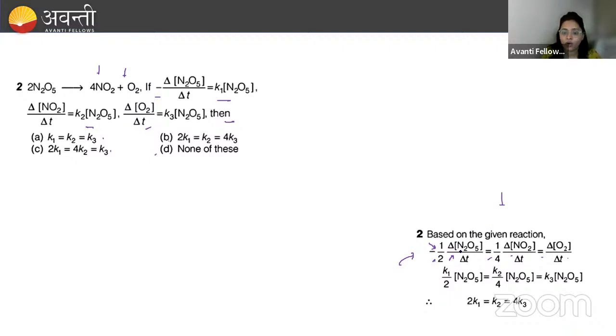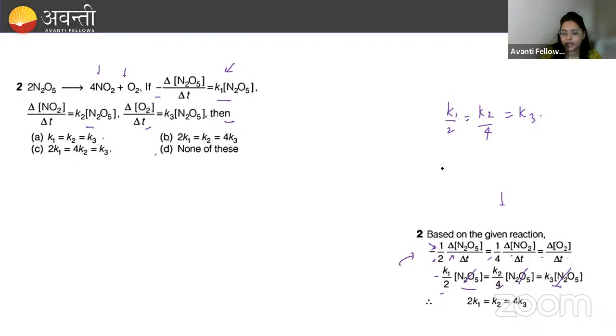Okay, so now I have put in all the values of delta N2O5 by delta T. What was the answer? K1 into N2O5, which was given, so I have directly put K1 into N2O5. The half will be as it is, the 4 here will be as it is, and here the number of moles was only 1, so it will be as it is. When you divide by N2O5, now all terms contain N2O5, so they cancel each other out. So K1 by 2 and K2 by 4 is equal to K3, right?